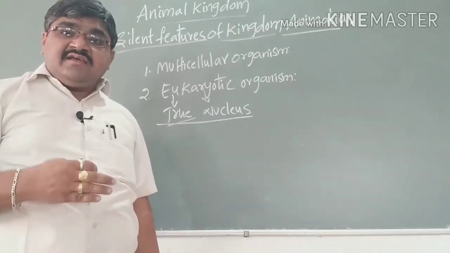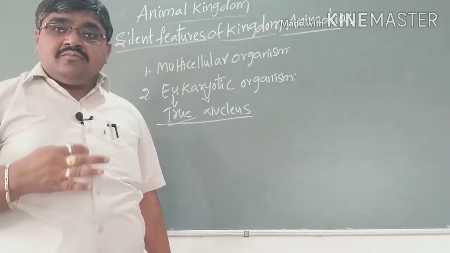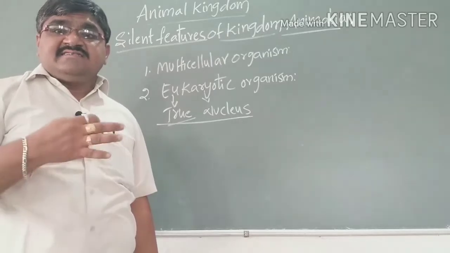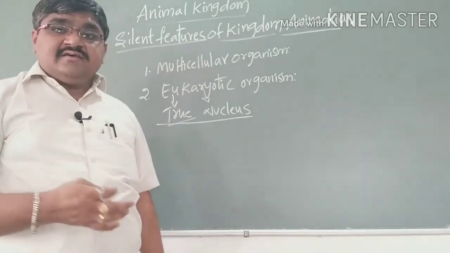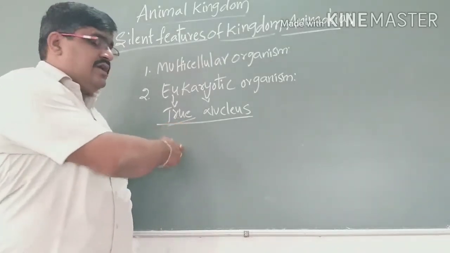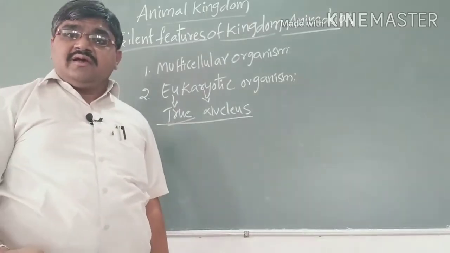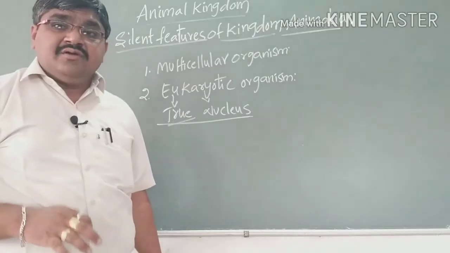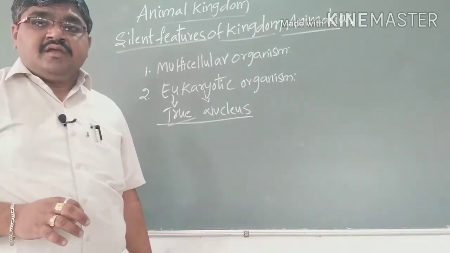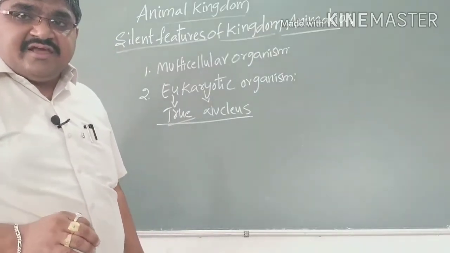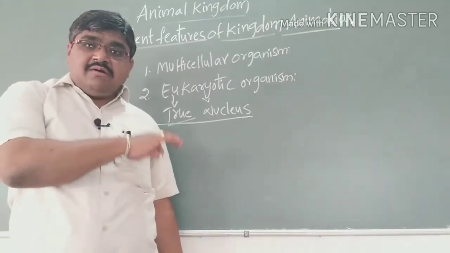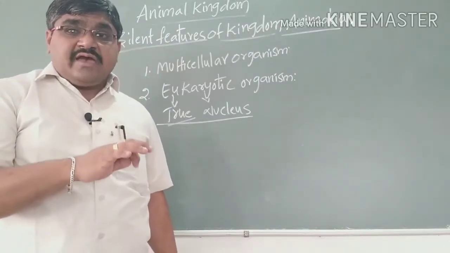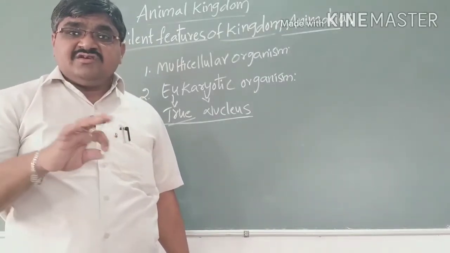Along with the DNA, histone proteins are also present. Such a nucleus we call eukaryotic. In prokaryotes, a definite nucleus is not present. That means nuclear membranes and nuclear envelopes are absent, but here the nuclear membrane and nuclear envelope are present. Also, in prokaryotes the DNA is not associated with histone protein.